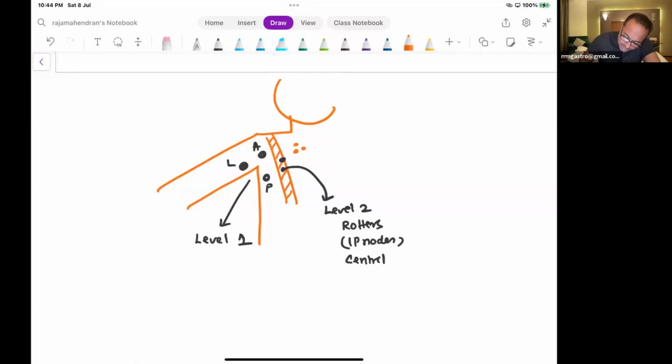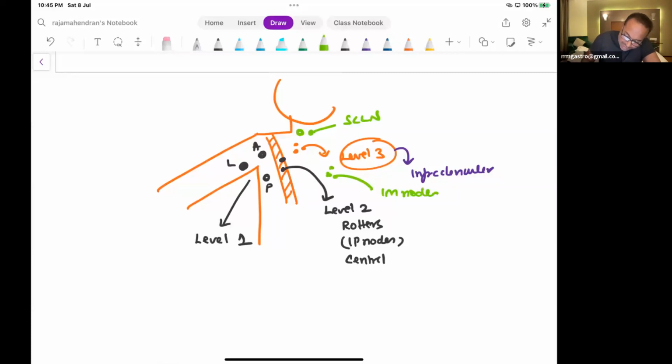Medial to this come level 3 nodes. So level 3 nodes are infraclavicular nodes. Apart from levels, supraclavicular nodes can be involved. Internal mammary nodes can be involved. So these nodes and all should be clinically examined. Okay, clinically examined.